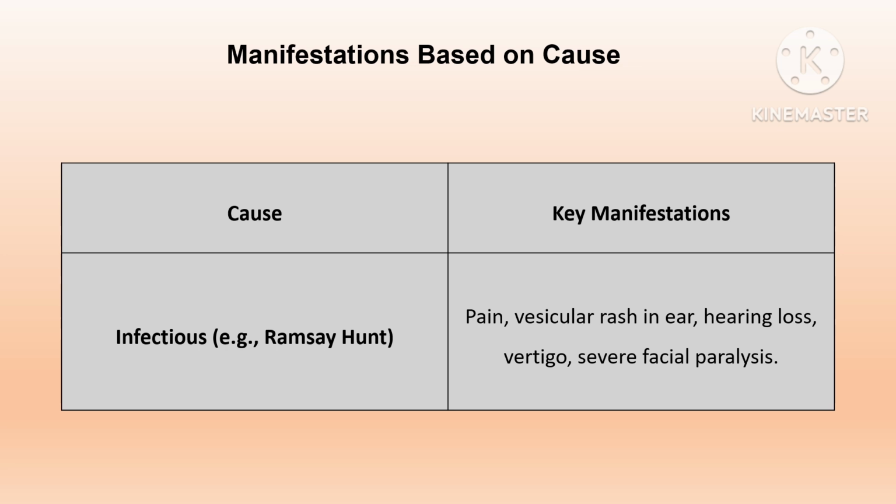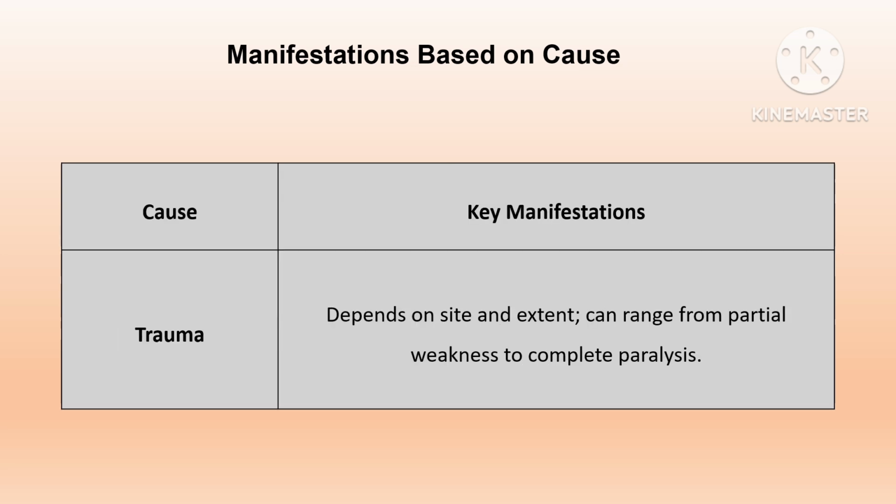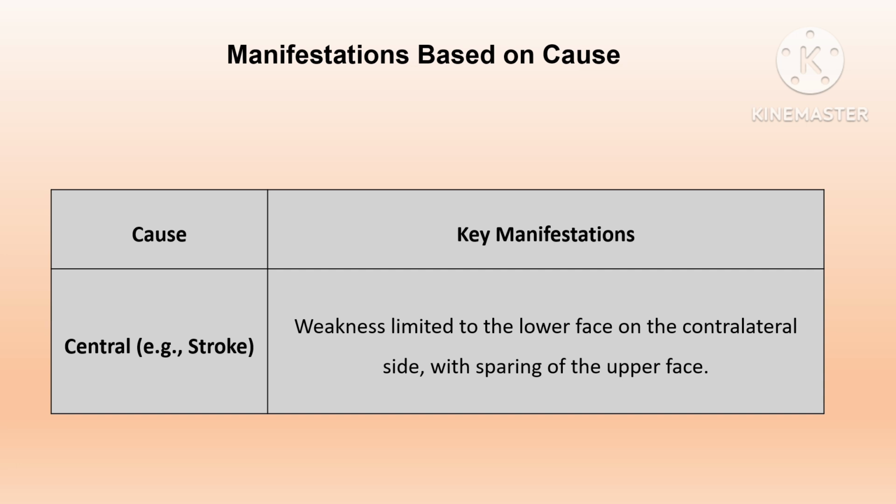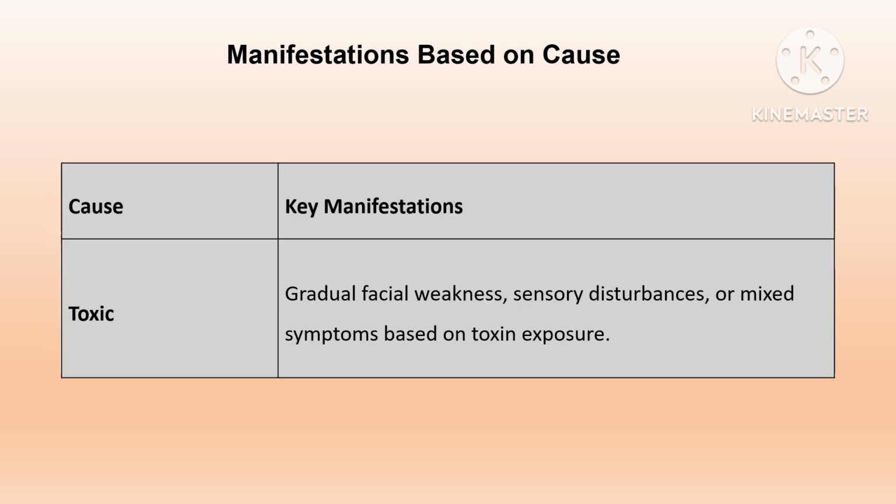In case of trauma, damage to the facial nerve from an injury can cause weakness in the face. It causes weakness in the lower part of the face, often on one side, and usually spares the upper face. While on the other hand, toxic exposures can cause gradual weakness or changes in the sensation on the face.